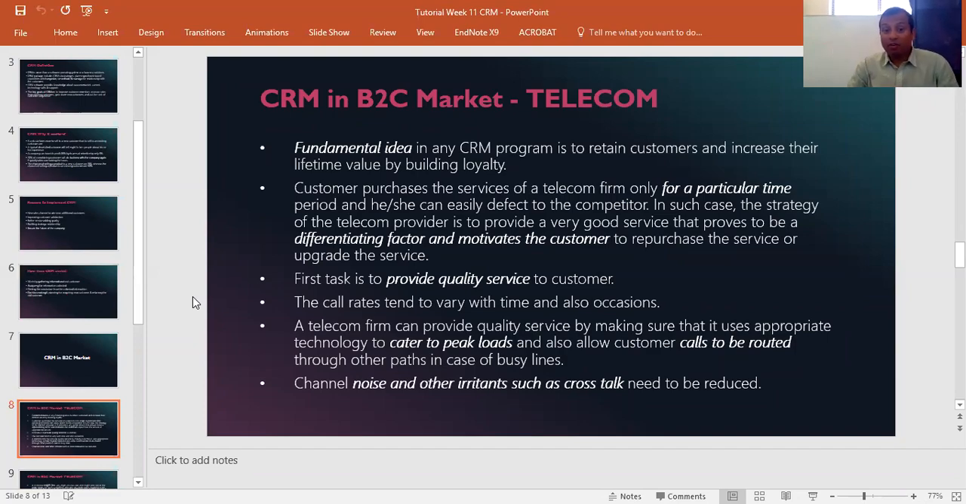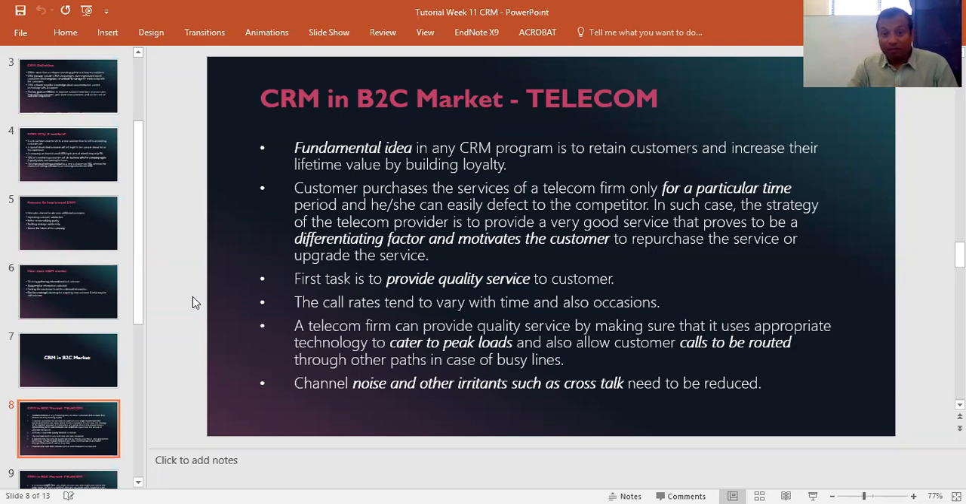And the call rate tends to vary with the time and also the occasion. I mean to say, these are the ways you can differentiate yourself. Maybe you can have off-peak time and on-peak time, or pricing on the basis of different occasions or holidays and all. You can have differential pricing, and this way you could differentiate your offerings so that you will be able to retain your customer.